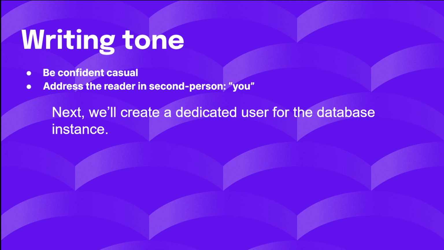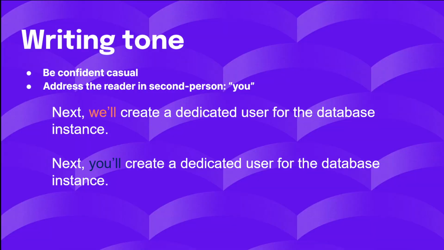So at that point, you, the author, aren't present. So there's no we involved. It's just you. It's just the reader. So a sentence like this: next we'll create a dedicated user. Okay, that's fairly standard, but we aren't going to be doing it. Change the we to you. Next, you'll create a dedicated user. That's the exact same meaning, and it puts the emphasis on the reader, which again strengthens the sentence and brings out the verb.